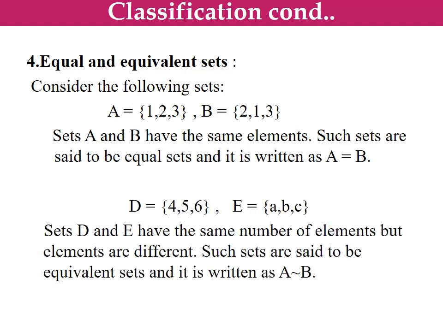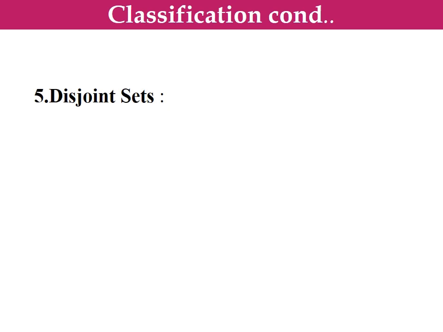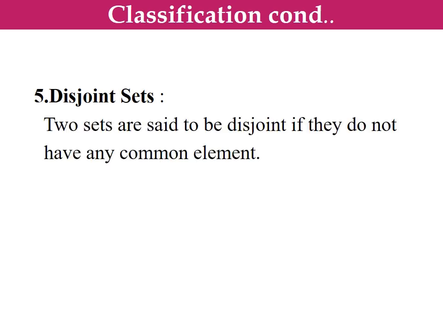Look at another two sets. D is 4, 5, 6. E is equal to A, B, C. Equivalent sets means the same number of elements. That means D and E have the same number of elements, but the elements are different. If elements are different, it means equivalent sets. Clear? A tilde B.